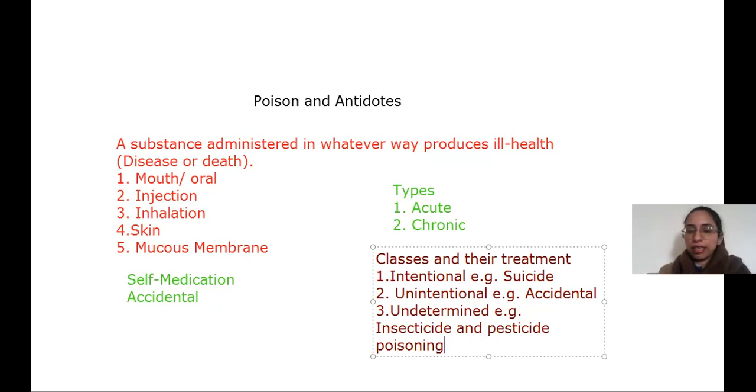Definition is all clear. Then the type, acute or chronic. Acute means within a short span of time it shows its action, and death or disease can be produced. And the classes of poisoning, there are three types: intentional, unintentional, and undetermined. Intentional means suicide. Unintentional means accidental poisoning, and undetermined means when there is no clear distinction between intentional and unintentional, that is poisoning produced due to insecticide and pesticide.